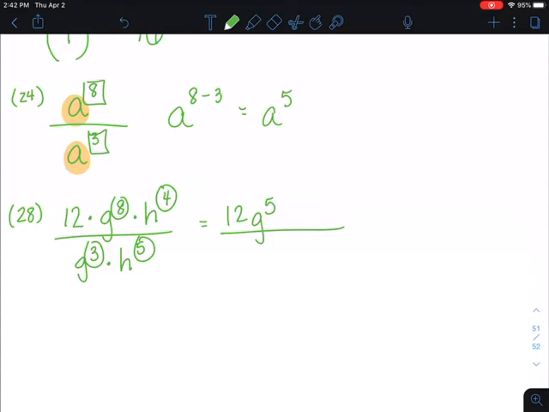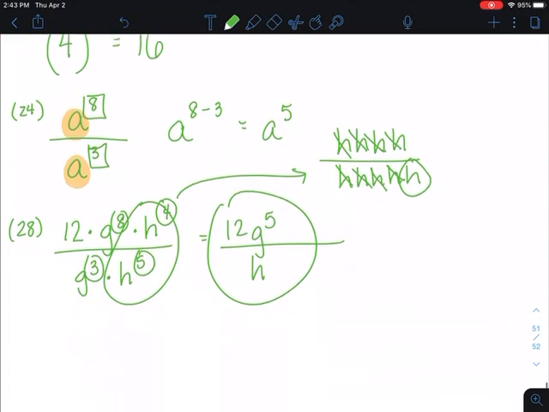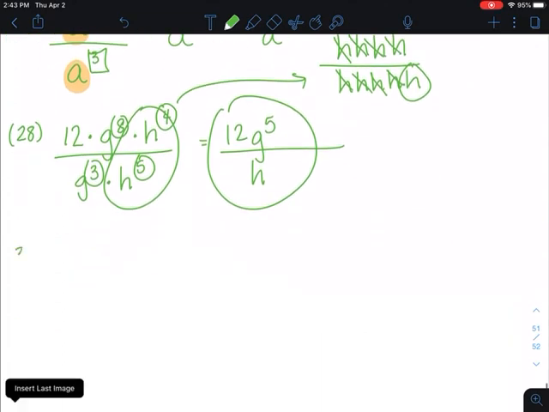But here you have 4 minus 5, and 4 minus 5 is negative 1. Since it's negative, it's going to stay on the bottom, and it's going to be h to the 1st power. It's going to be positive. It's basically saying we have 4 h's on top, 5 h's on the bottom, and those cancel, cancel, cancel, cancel, but there's one left over on the bottom, so it stays on the bottom. Okay, so this will be your final answer for 28.